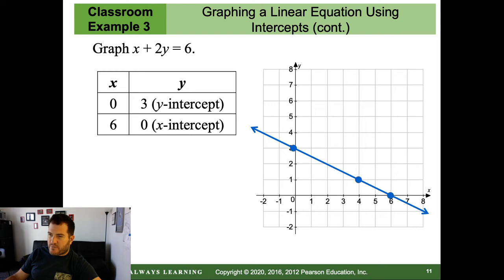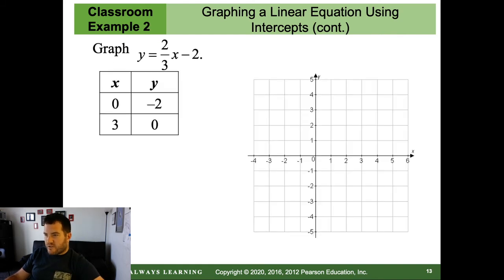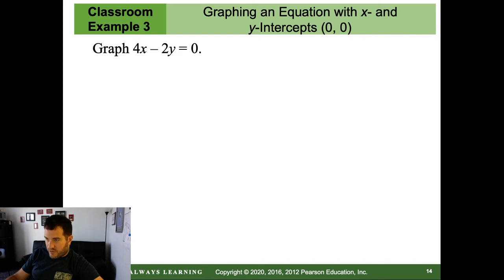So again, it's like a 4-step process. Set x equal to 0, set y equal to 0. Solve for each of those. Figure out your ordered pair, plot those points, connect those points. Okay? This one we're not going to do. It's very similar. I just skipped this one yesterday because it has a fraction, and I don't want to go there. Okay. This one's kind of unique.